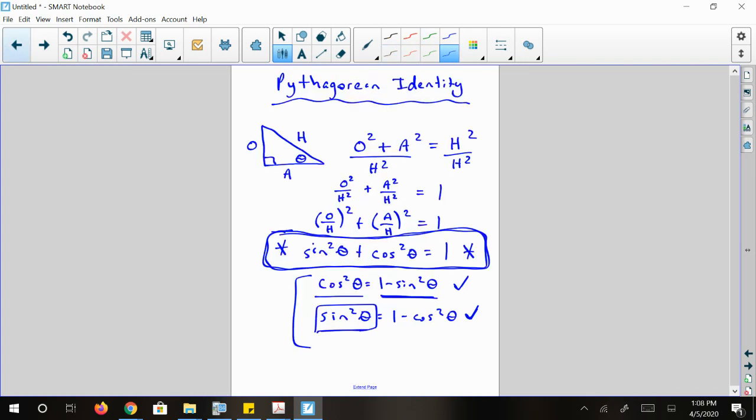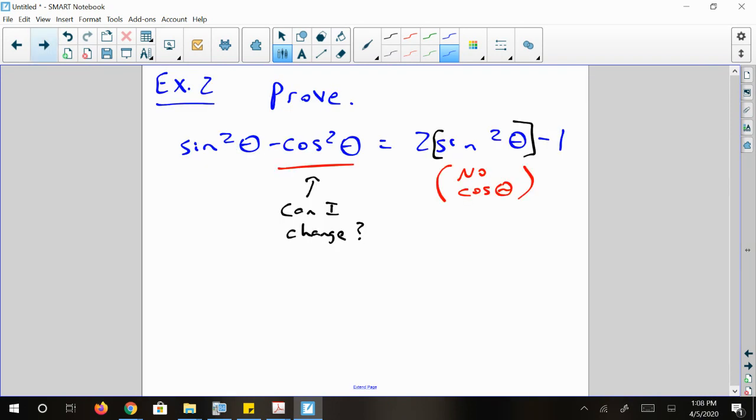Okay, if I go back to the Pythagorean identity, if I want to get rid of a cosine squared of theta, I can replace it with 1 minus sine squared of theta. Okay, so that's exactly what I'm going to do here. Now, I need to be very careful when I do this because I must make sure that I put parentheses where the cosine squared of theta would be, because I'm going to replace that with 1 minus sine squared of theta. Okay. From here, this is just simple algebra.